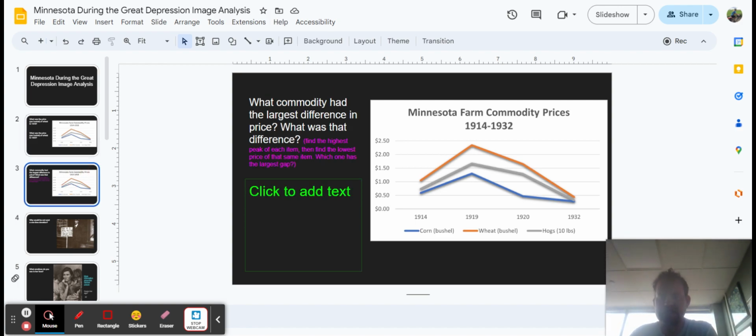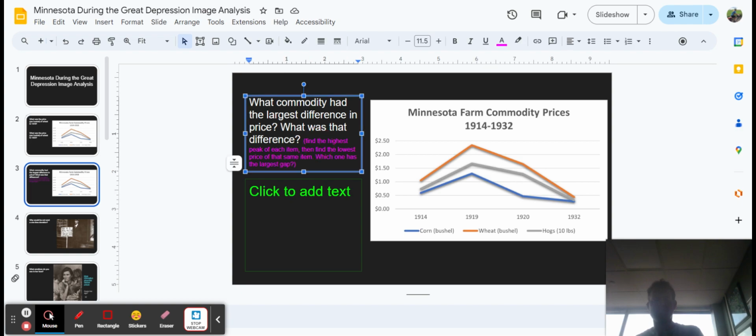The next question says, what commodity had the largest difference in price? What was that difference? So there are 2 questions appearing here. In order to find that, you find the highest peak of each item. So like here's the peak of this blue line, which is corn. And then I'd find the lowest part, probably in 1932.